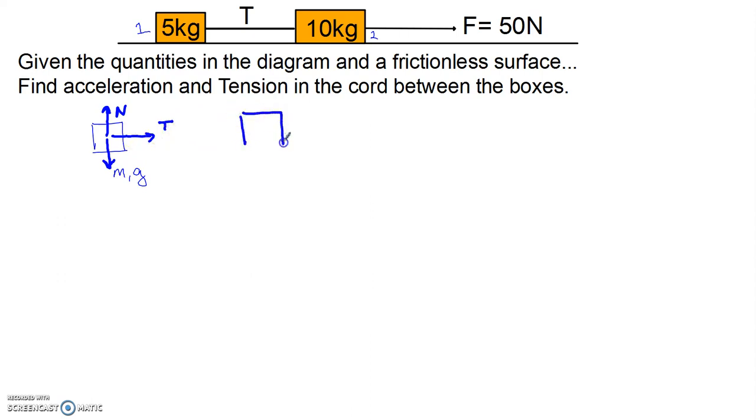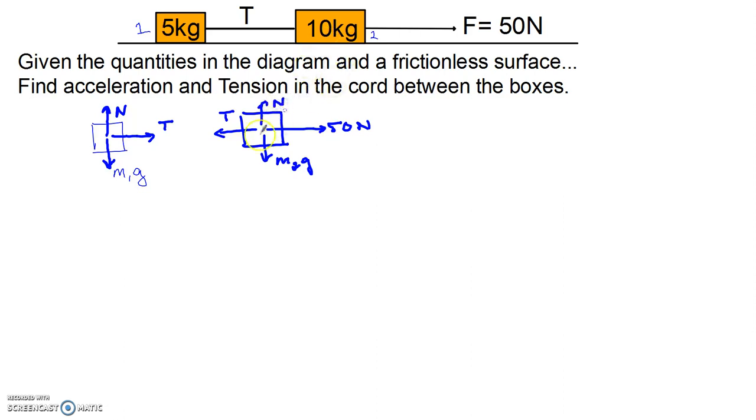For box 2, you have tension to the left. It's the same force. Tension within a string is constant. You don't have one tension at one end and one tension at the other. And to the right, you have a 50 Newton force, and you also have weight M2G and the normal force.